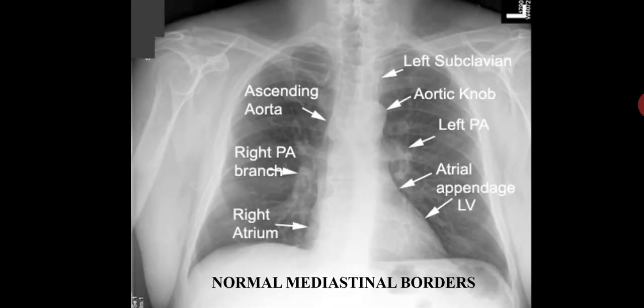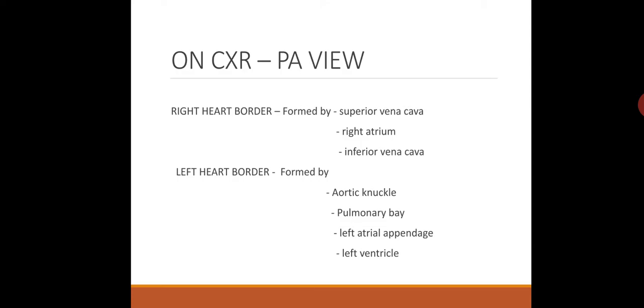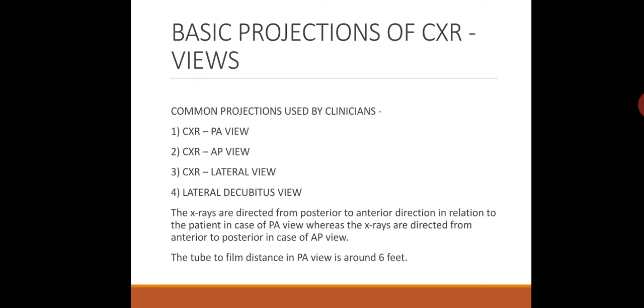And then we should comment on the bony cage which we see on this radiograph. And in the end, the surrounding soft tissue appears normal. As we already discussed, on a chest X-ray PA view, the right heart border is formed by superior vena cava, right atrium, inferior vena cava, and the left heart border is formed by aortic knuckle, pulmonary bay, left atrial appendage, and left ventricle.